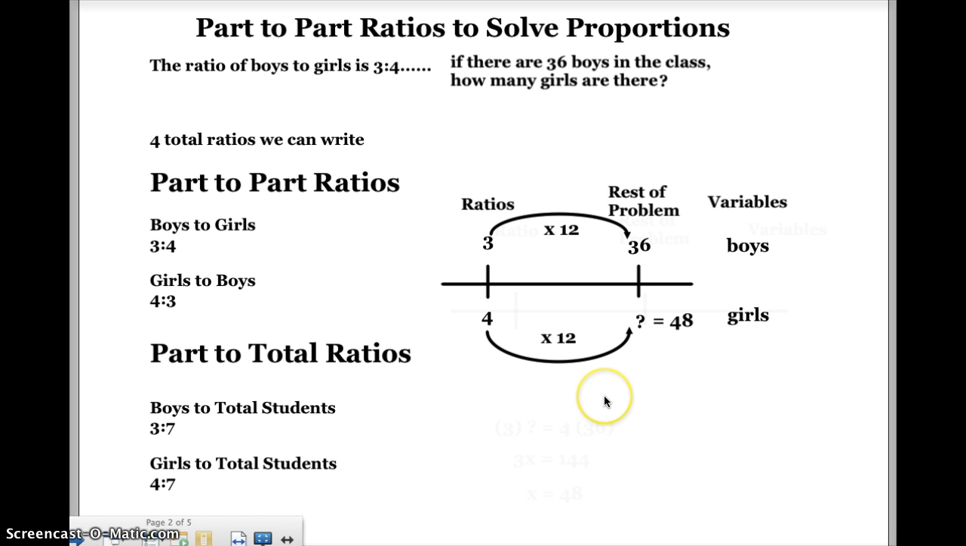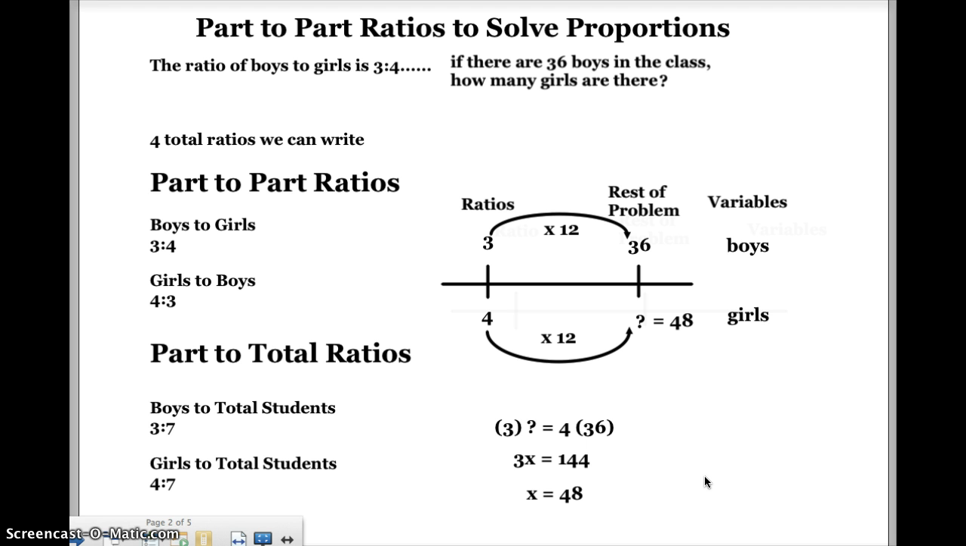Now if I don't know how to do that by going side by side, I can also set up a cross multiplying problem. I'll take 3 times my question mark, and that's going to be equal to 4 times 36. Then I multiply both sides. 3 times question mark is 3x. 4 times 36 is 144. And then if I divide both sides by 3, I'm going to get x is equal to 48. And that's how I solve a proportion using part-to-part ratios.